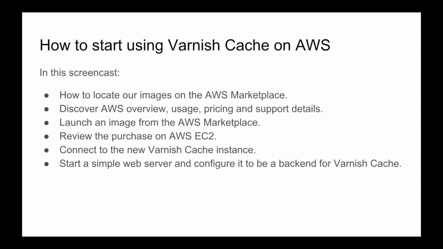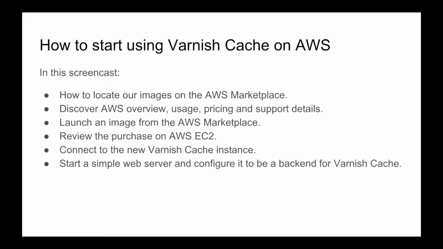So for this, we have created some screencasts because doing things on Amazon normally involves some waiting, and that's probably a bad idea for a webinar. So in this first screencast, we will show you how to locate our images on the marketplace, where you can find overview, the usage, pricing, and support details, and so on. We will launch an image there, and we will review the purchase on EC2. And finally, we will connect to the Varnish instance using SSH, and we will start a simple web server and configure it to be a backend for Varnish to use.